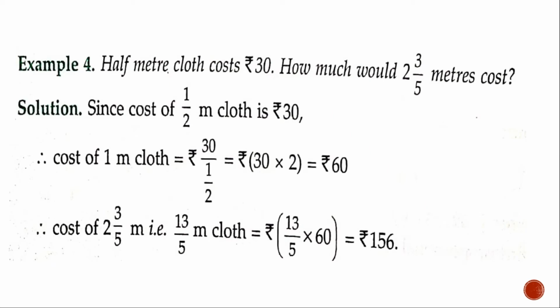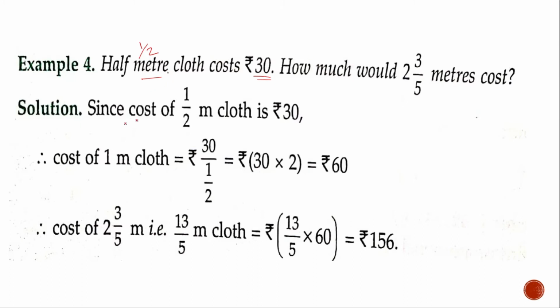Half meter cloth costs rupees 30. Half means 1 by 2 meter cloth costs rupees 30. So how much would 2 whole 3 by 5 meters cost? In both the parts, meter is given, we need to find out the amount. So we will keep meter on the left hand side and amount on the right hand side.